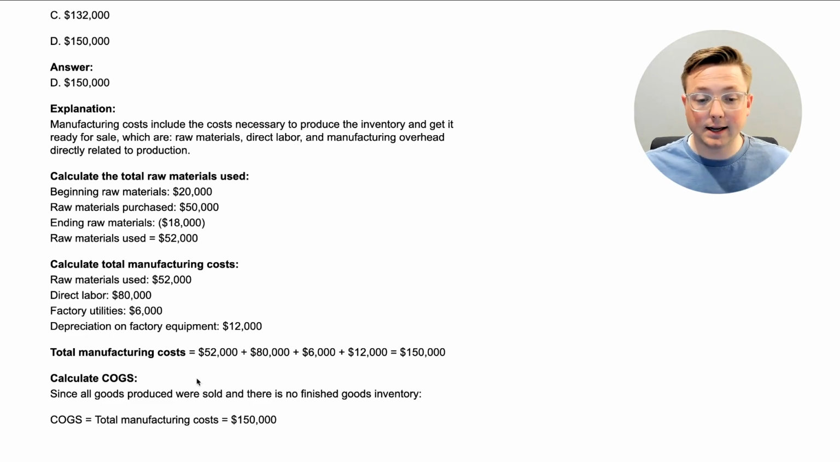Now, it did say all the goods that were produced were sold, and we didn't start with any at the beginning. So we had no beginning inventory, we had no ending inventory, which means that all the costs that there were to produce this inventory, since all of them were sold, they're all cost of goods sold. So the cost of goods sold in this situation equals the manufacturing costs, which is $150,000. It may not always be that way where all of the inventory was sold at the end of the period, but this is another way to look at it.